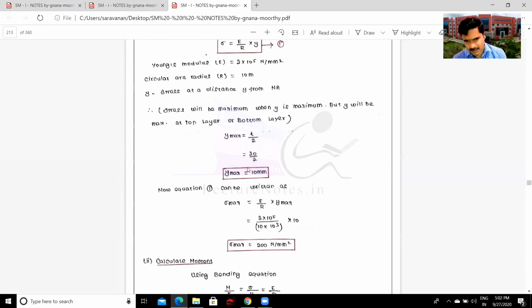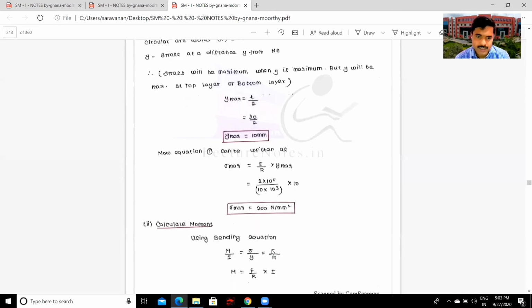Right, now E value you know, R value you know, y maximum also you know, 10 mm. Therefore, substitute: sigma maximum equals E by R into y, 2 into 10 power 5 divided by R, 10 into 10 power 3, into y maximum 10. Substitute, you will get sigma maximum 200 Newton per mm square.